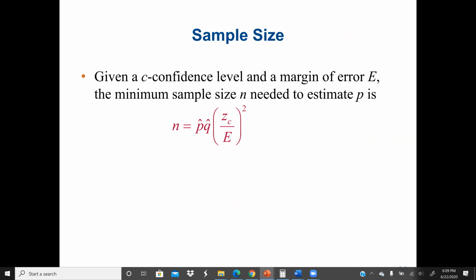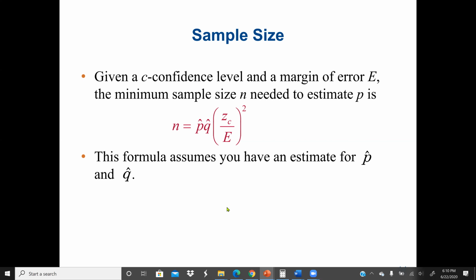So next is how to find a sample size. Given a C confidence level and a margin of error E, the minimum sample size, lowercase n, needed to estimate P is given as follows. We have P hat times Q hat, times the parenthesis ZC divided by E, all squared. This formula assumes you have an estimate for P hat and Q hat. If not, then use P hat as 0.5 and Q hat as 0.5 also.